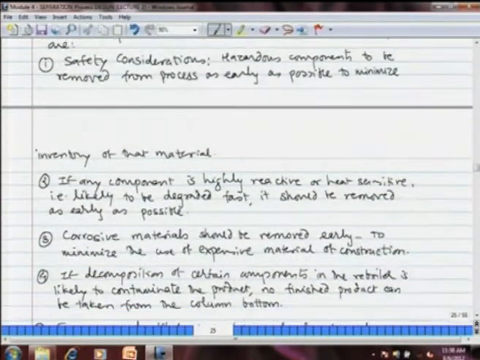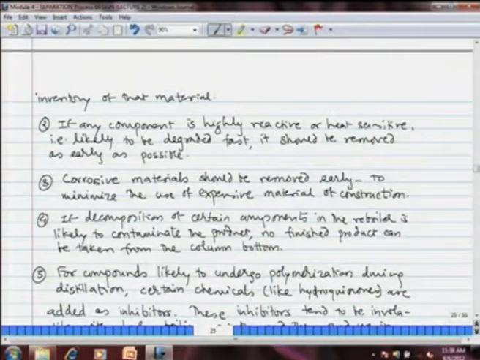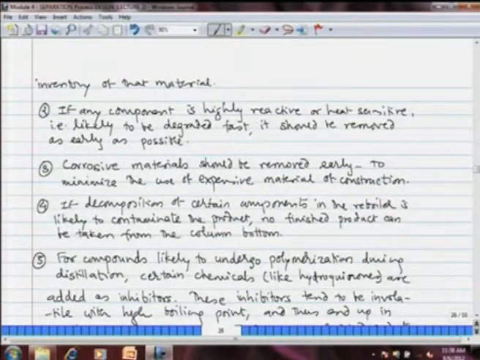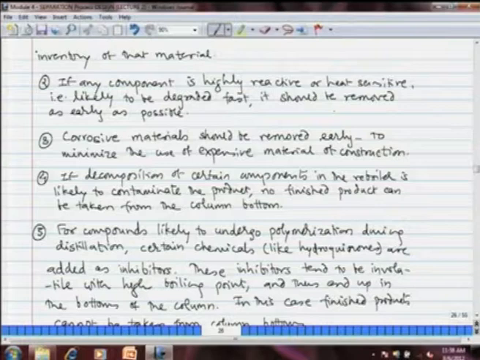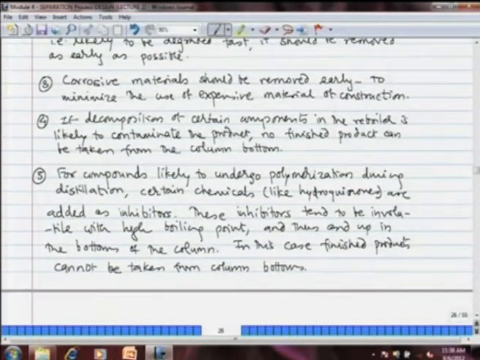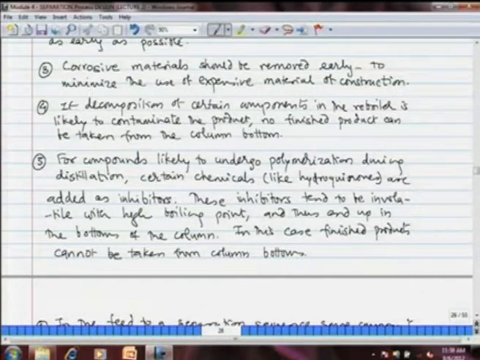Then if a component is highly reactive or heat sensitive, then it should be removed as early as possible, because as you go on separating the mixture, the temperature of the column is likely to increase with heavier components left in the stream, and then it is likely that the heat sensitive component may get degraded. Then if a component is corrosive, it should be removed as early as possible to minimize the use of expensive material of construction. Then if a component is likely to decompose in the reboiler and contaminate the product, then it should be removed as early as possible. In such cases, the final product should not be removed as the bottom product, it should always be removed from the top.